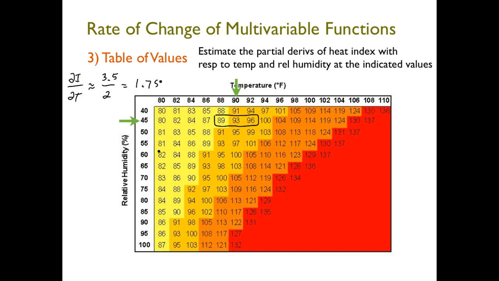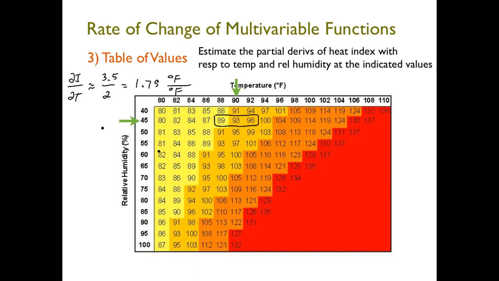And our units are degrees Fahrenheit that it feels per actual change in temperature. We don't want those to cancel out, right? Because this is a rate of change, and those actually are different, right? This is the change in how the temperature feels, and this is the actual change in temperature.